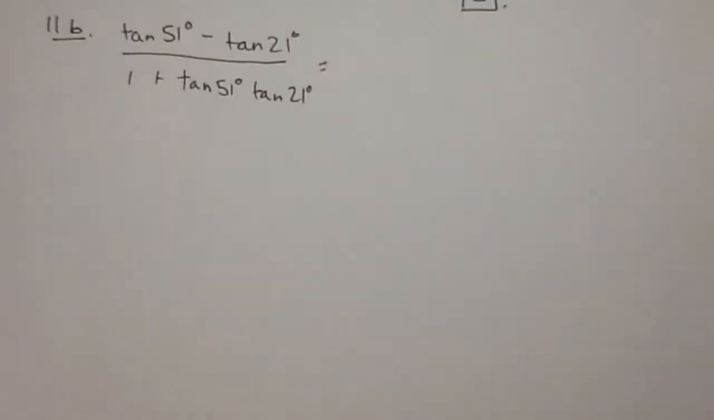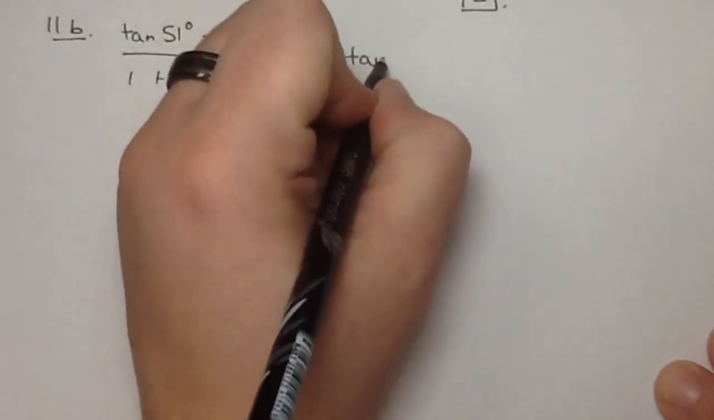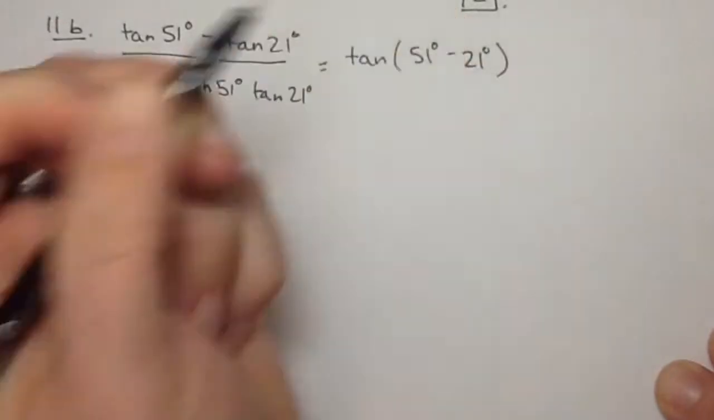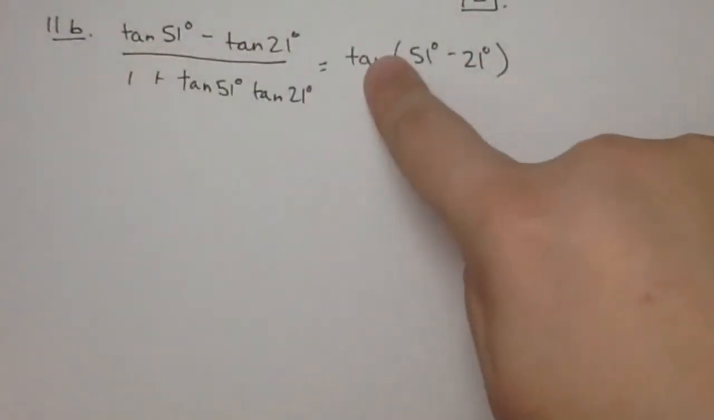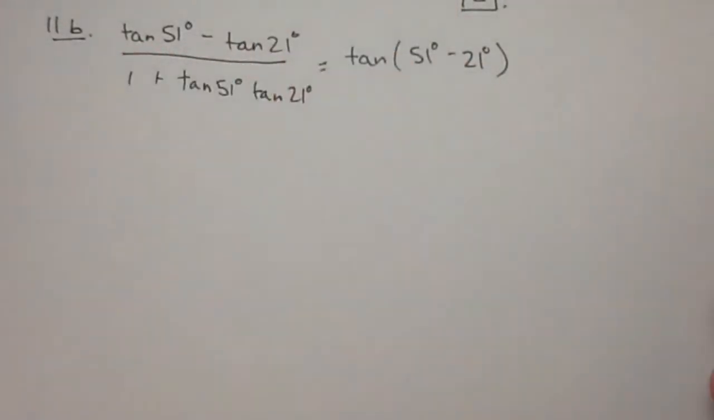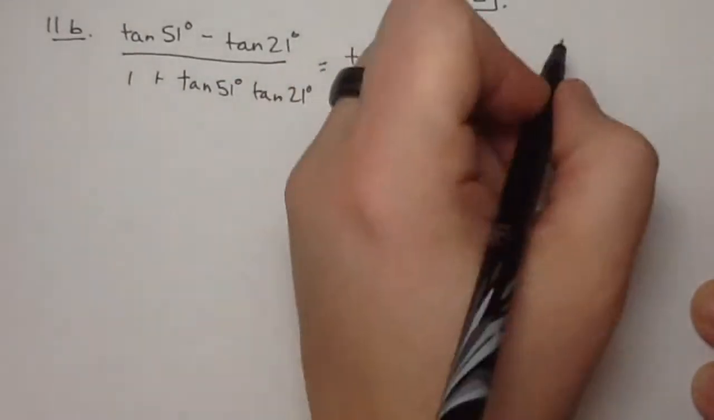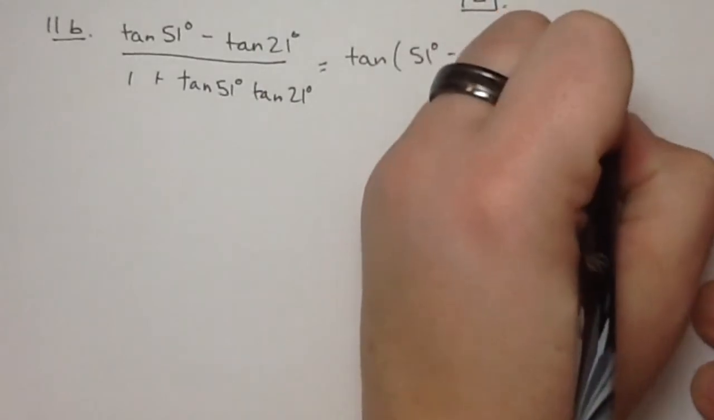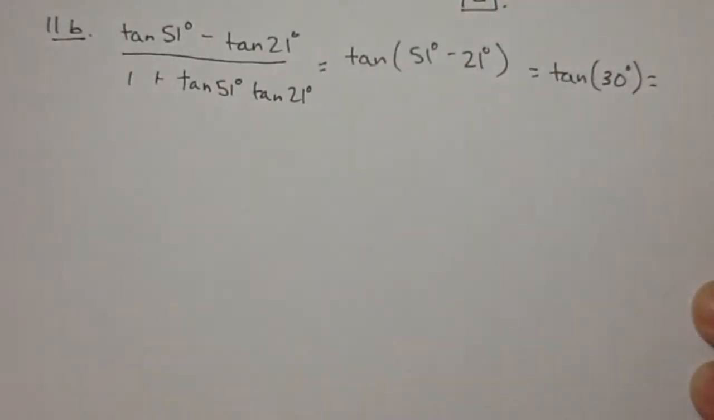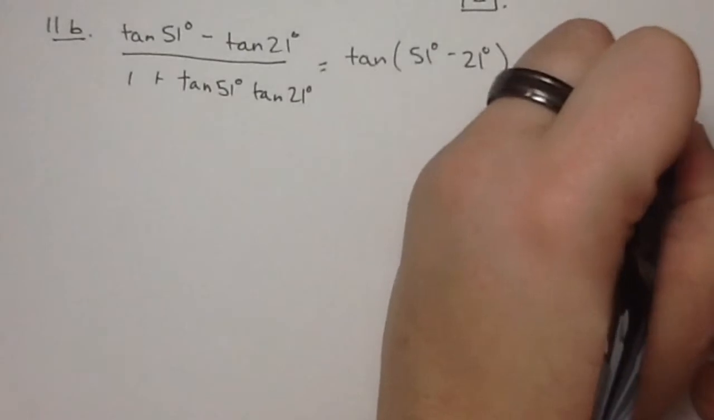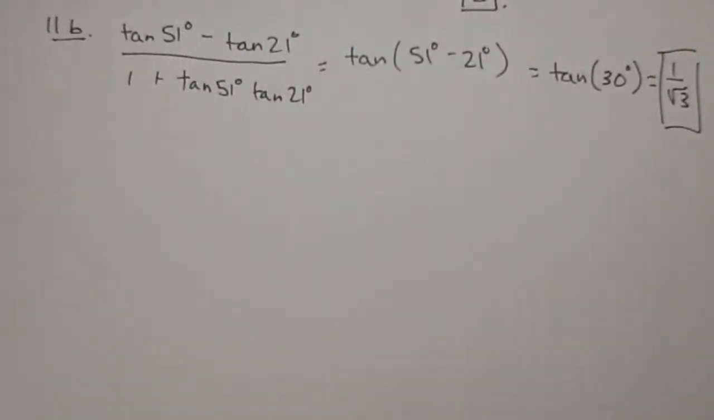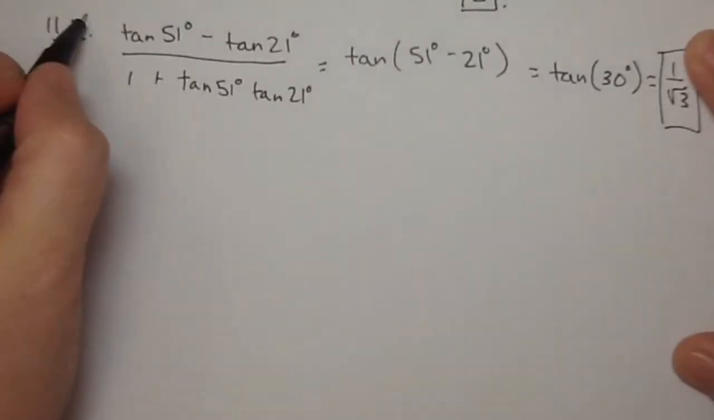Okay, so this is equal to the tangent of 51 minus 21. All right, guys, again, this is just pattern recognition, understanding that this is the tangent of the difference. We're just going to evaluate this. 51 minus 21 is 30. And the tangent of 30 degrees is 1 over the square root of 3. Okay? So, guys, these were both difference formulas in problem number 11.